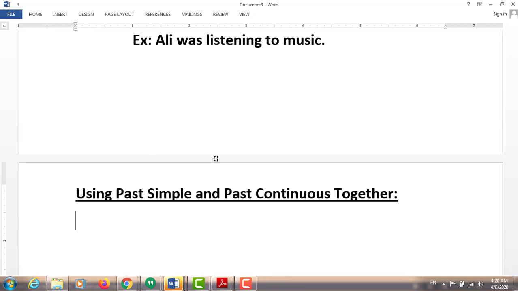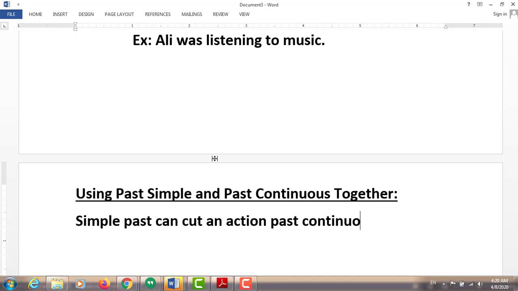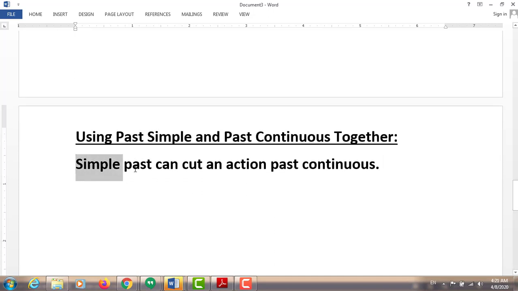What does it say? Use the simple past for a completed action in the past. Use the past continuous for an action in progress before or at the time of the past simple action. For example, look at this one. Simple past can cut an action in past continuous. That means it can interrupt or completely cut an action. It can disturb. Simple past can disturb an action that is in the past continuous.